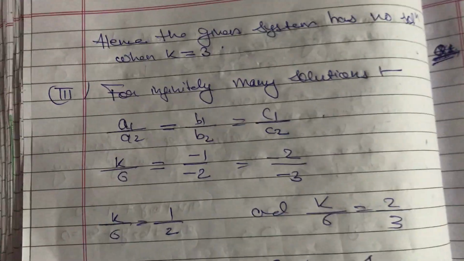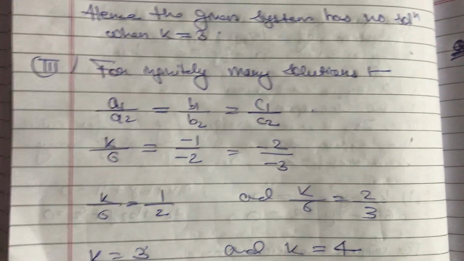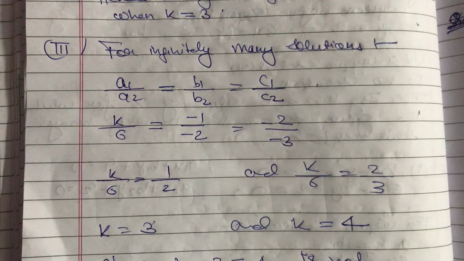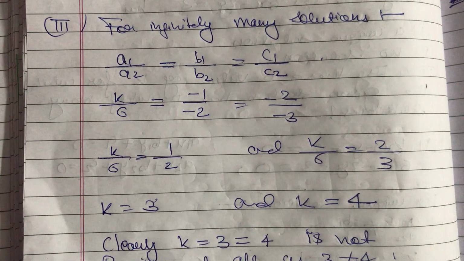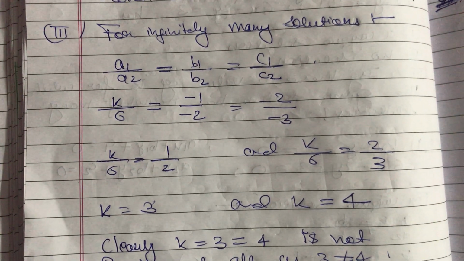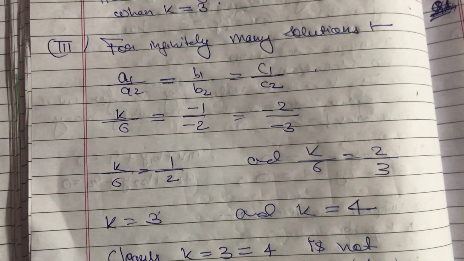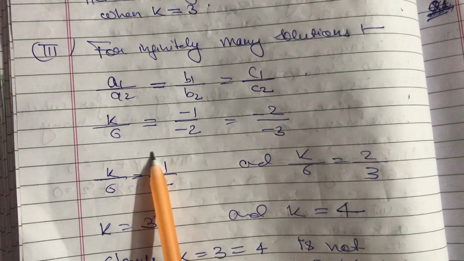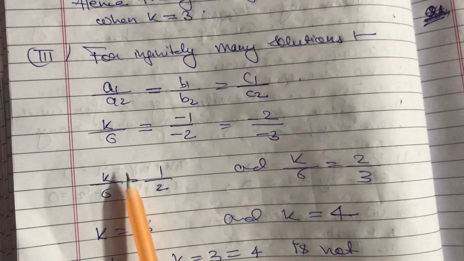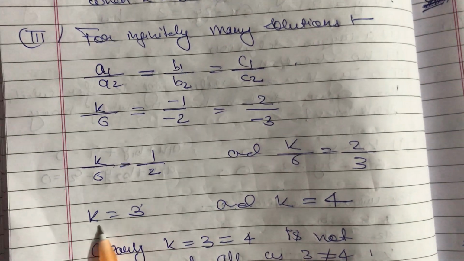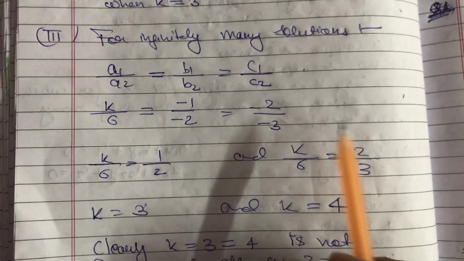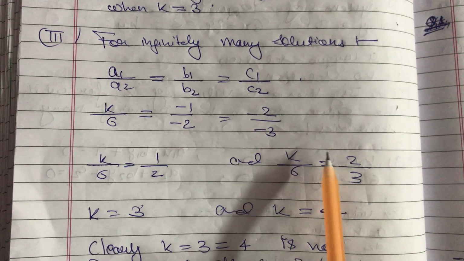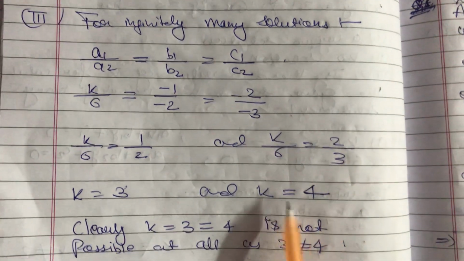The next is for infinitely many solutions. I can say that a1 by a2 equals b1 by b2 equals c1 by c2. This is the condition. At the place of a1, a2, b1, b2, c1, c2 I have written the values. Now first I'll take this. So k by 6 equals 1 by 2. From there I get the value of k equals 3. And if I compare this with this one, k by 6 equals 2 by 3, so k equals 4.